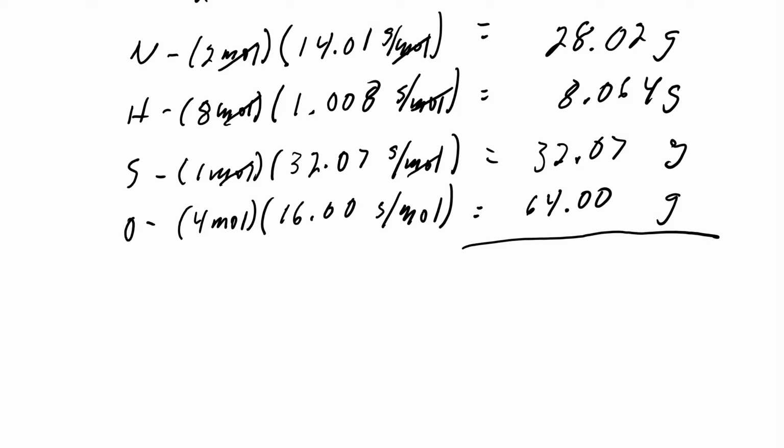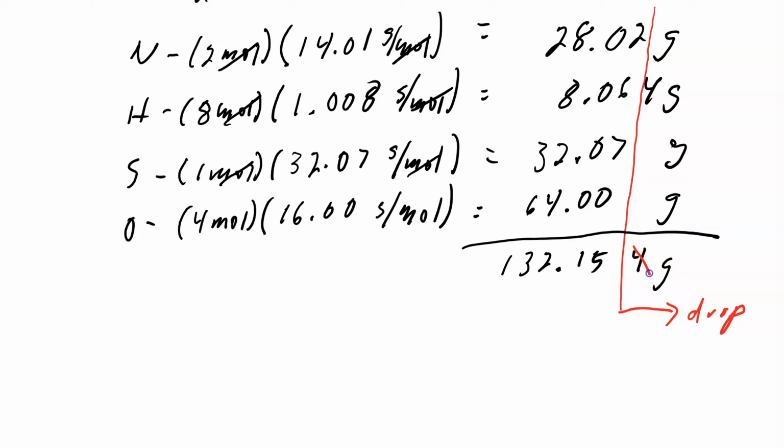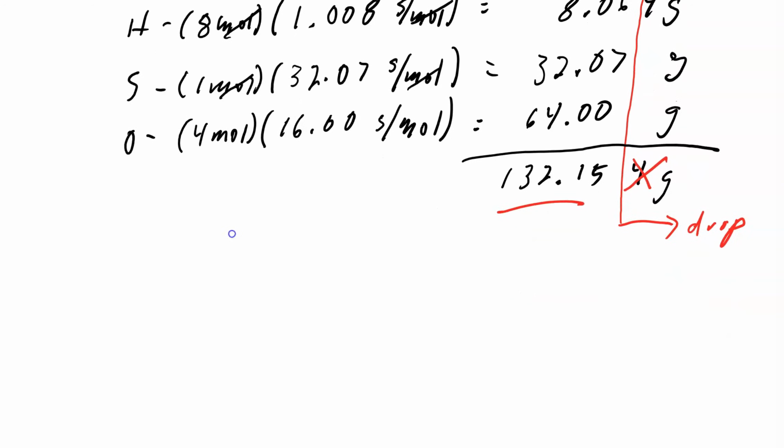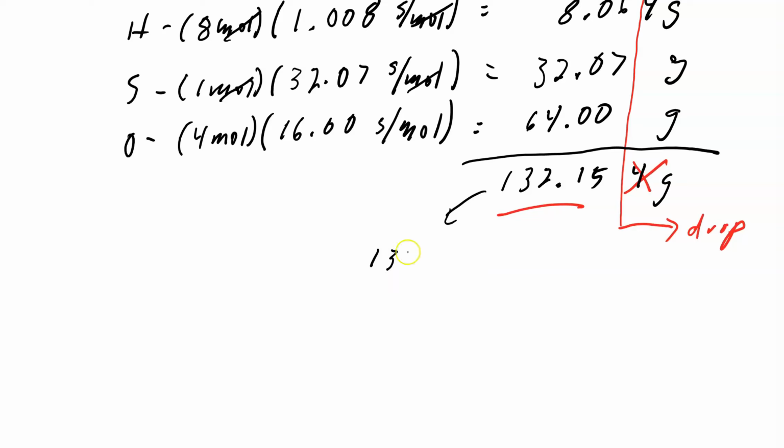Once again, we do have 1 element here, hydrogen, with a different precision. Everything has 2 decimal places except for the hydrogen. So what we're going to do now is add things up and get our molar mass. 132.154 grams in 1 mole. As we've already discussed several times now, we're going to discard everything to the right. And since 4 is less than 5, we're just going to drop it. And we now have our molar mass of ammonium sulfate. And let's rewrite it. 132.15 grams per mole.